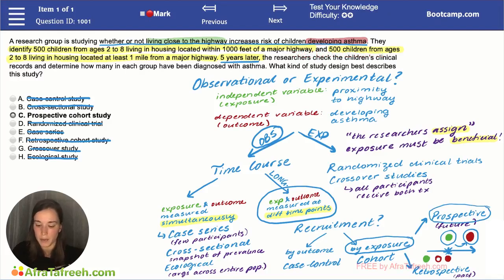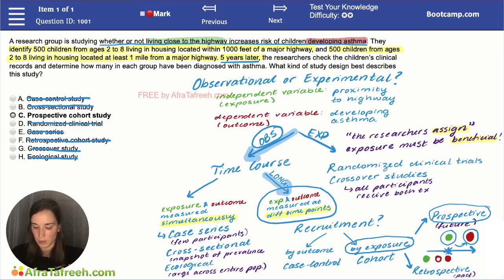The first thing we did was we figured out that this study was an observational study because the independent variable is not being directly manipulated by the researchers, and because the exposure is hypothesized to be harmful. Then we figured out that this was a longitudinal study based on the fact that the exposure and outcome are being measured at different time points.